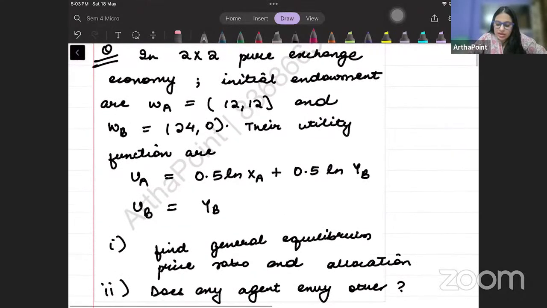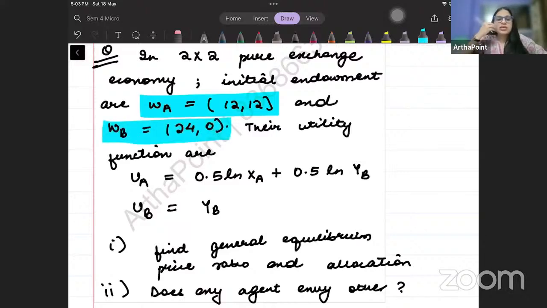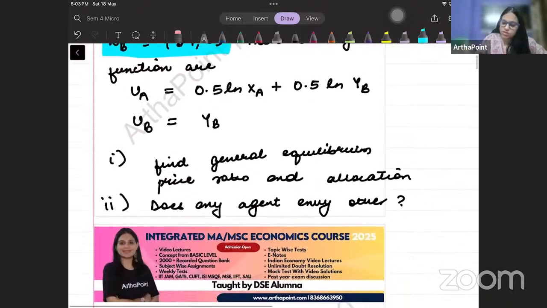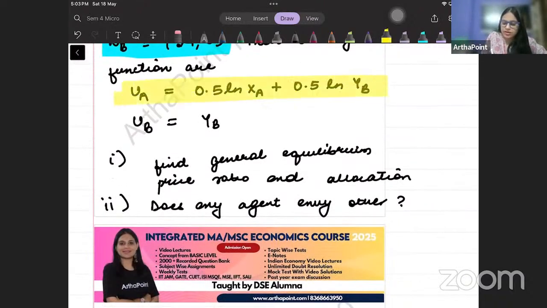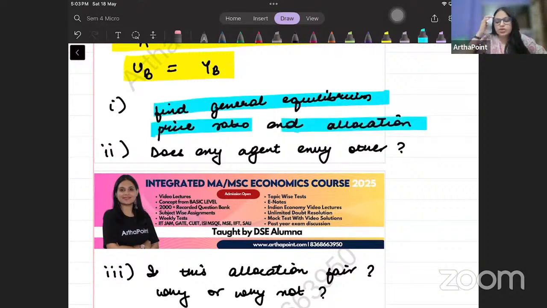Dekho dhyan se. In a 2x2 pure exchange economy, initial endowments are given to you. This is the initial endowment of individual A, 12, 12. And the initial endowment of individual B is given to you as 24, 0. Their utility functions are given to you, the utility function of individual A and the utility function of individual B. Dono ka hi utility function is given to you. It says, first part dekho beta, find general equilibrium price ratio and allocation. Okay, good, easy enough question.